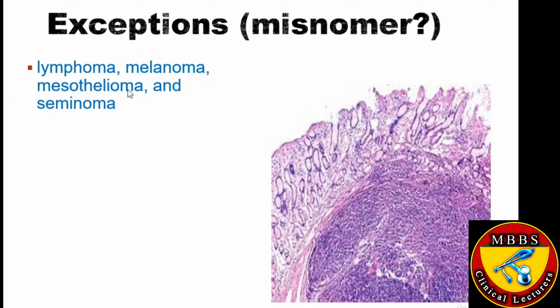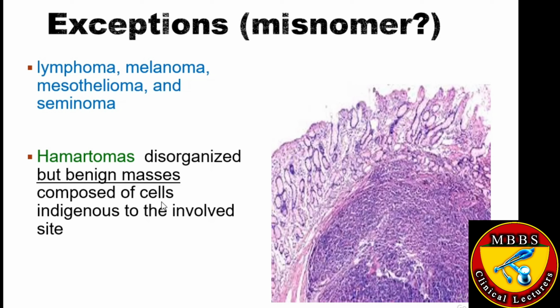And similarly, there is the case of mesothelioma, which is known as mesothelioma, but it is a highly malignant tumor. Similarly, seminoma is a tumor that arises from the testicular tissue or testicular germ cells, but the suffix oma should not deceive you. It is a highly malignant tumor also.